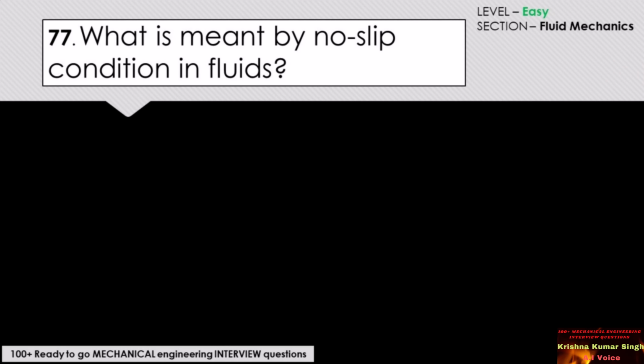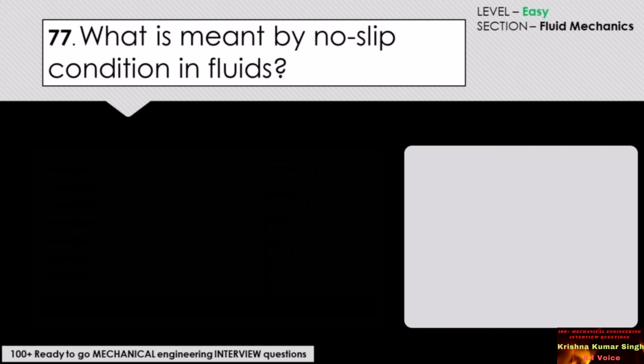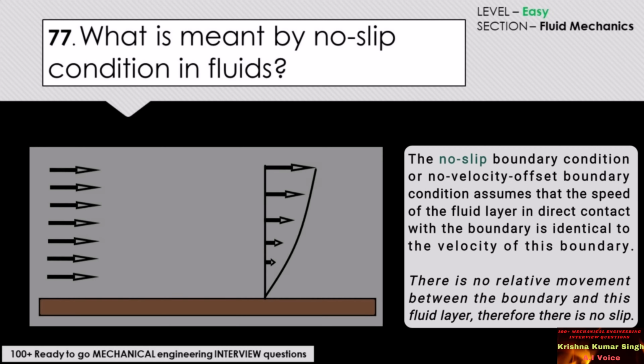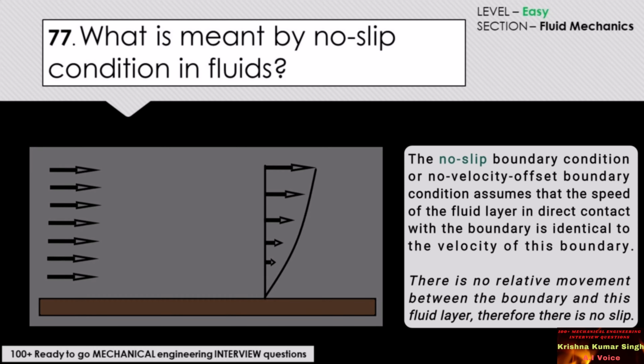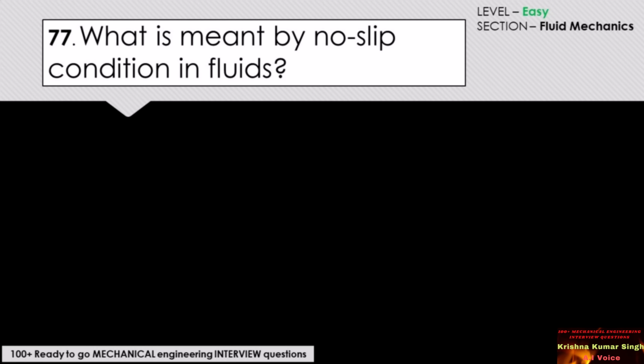What is meant by no-slip condition in fluids? The no-slip boundary condition or no velocity offset boundary condition assumes that the speed of the fluid layer in direct contact with the boundary is identical to the velocity of this boundary. There is no relative movement between the boundary and this particular fluid layer. Therefore, there will be no slip occurrence.